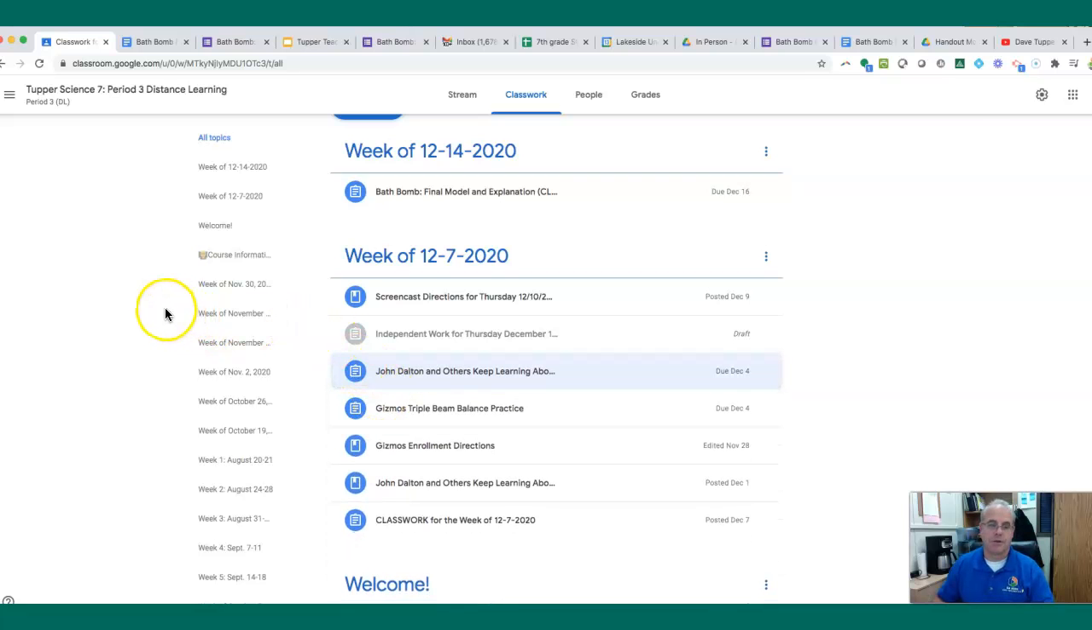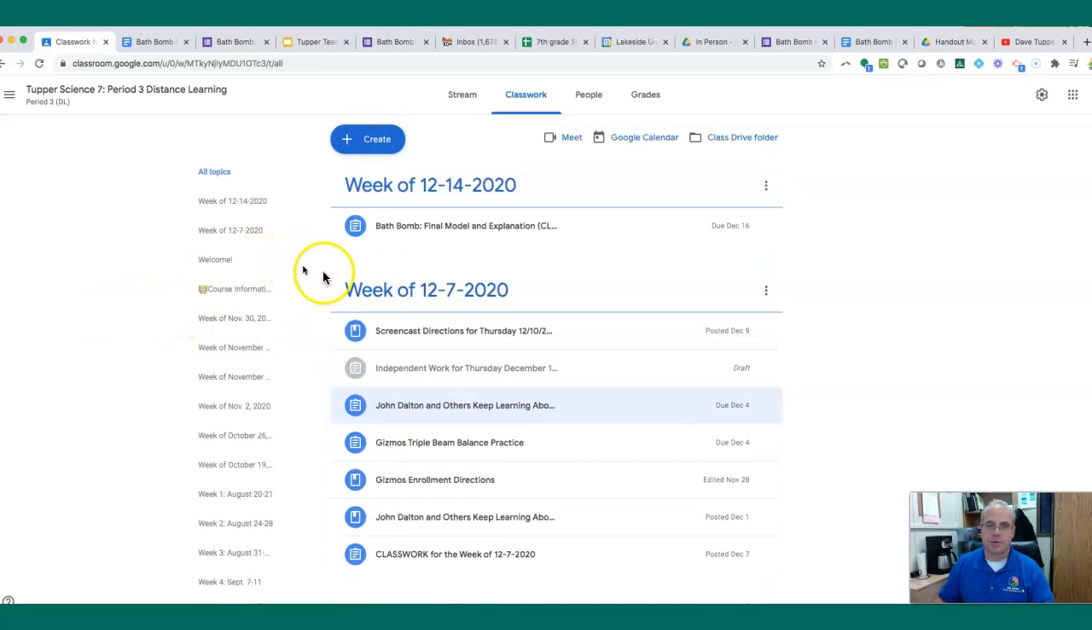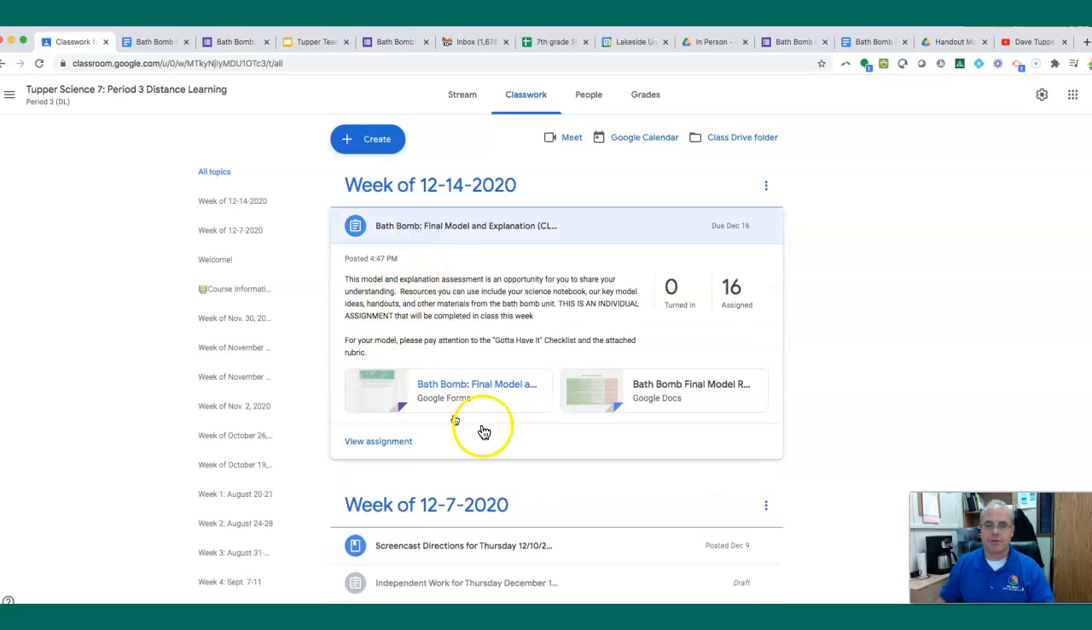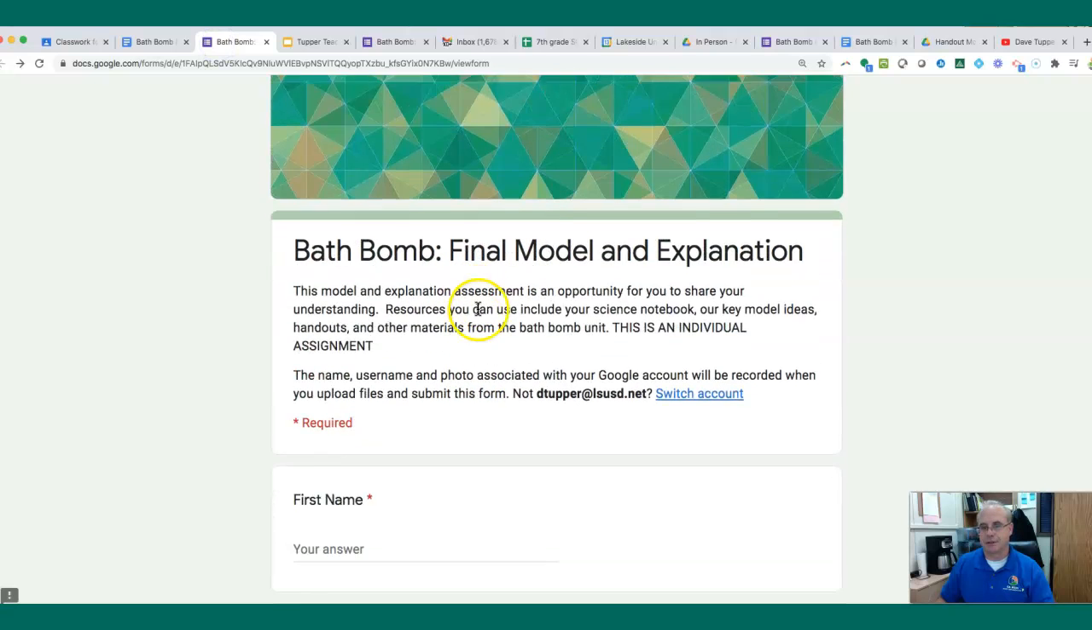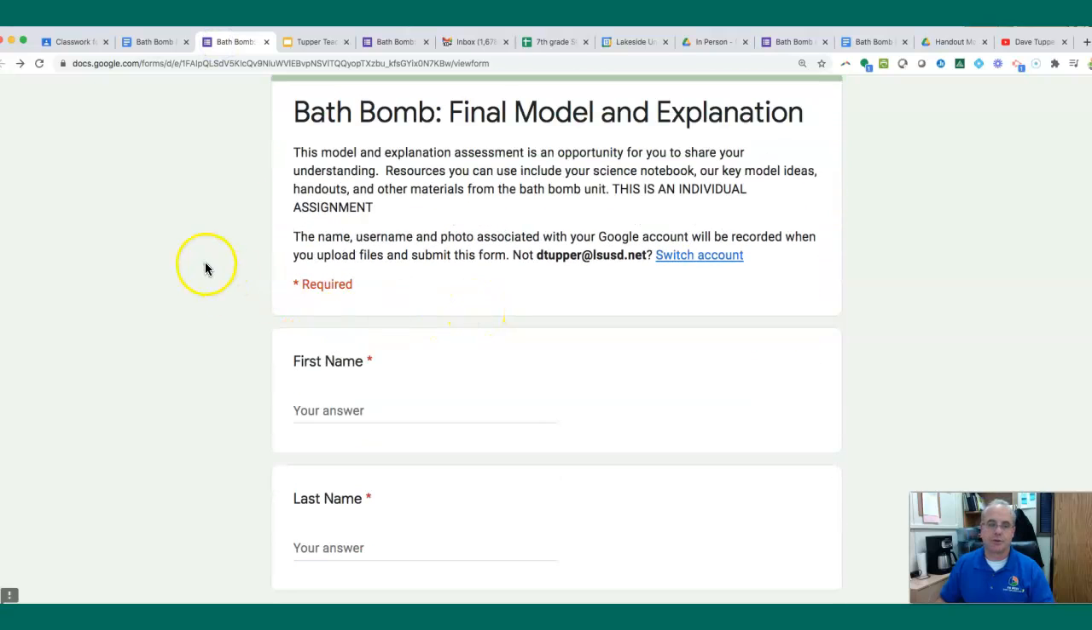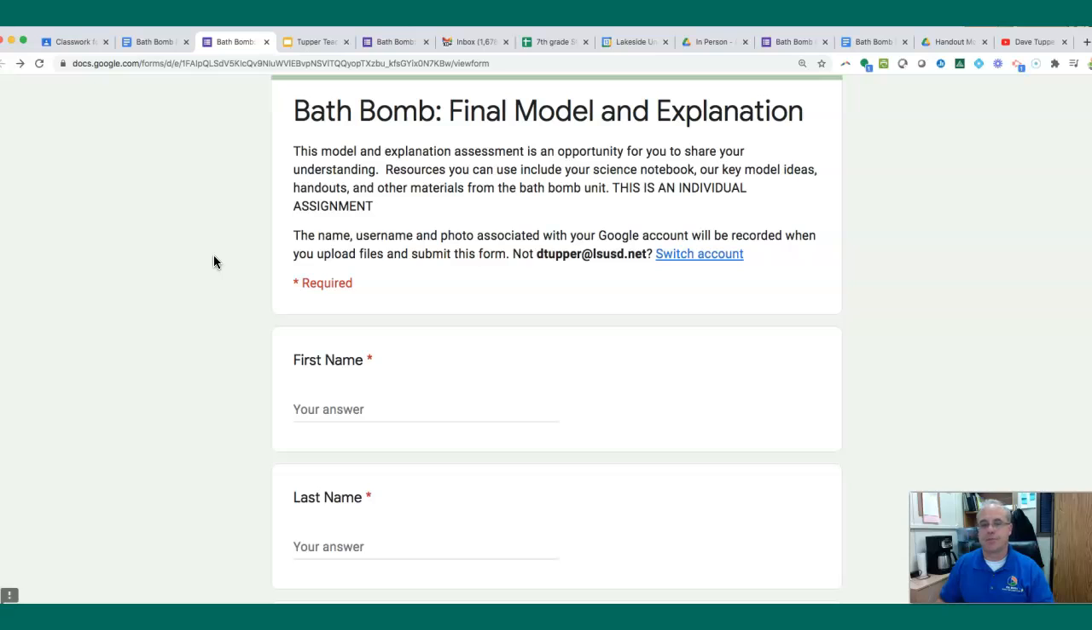Okay. So again, your job, go to Google Classroom, carefully review your materials, and complete the bath bomb final model and explanation. Then we will do a little bit more. There's a little bit of a quiz on Thursday or Friday when I see you, and then we'll get your information about what do you think we want to learn next. Okay? Take your time. You will do fine. Thank you very much.